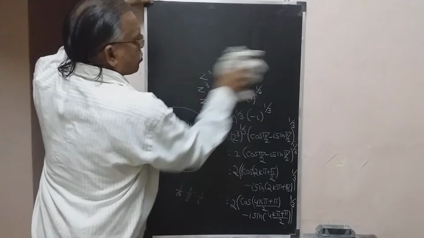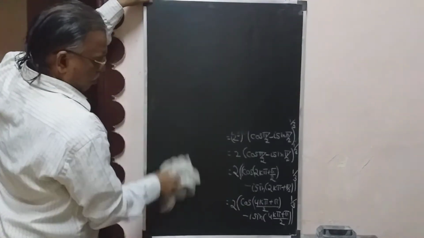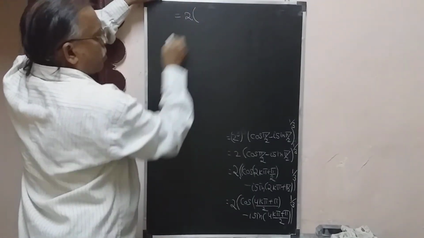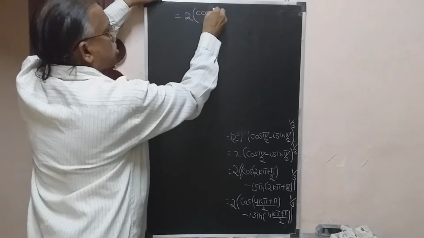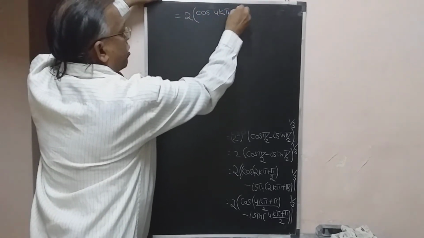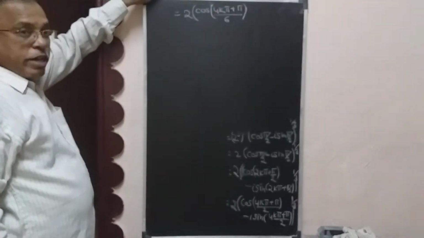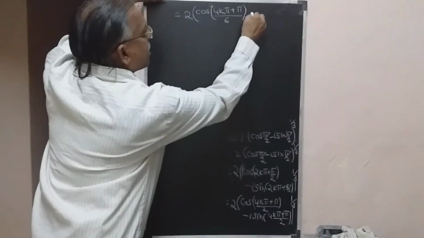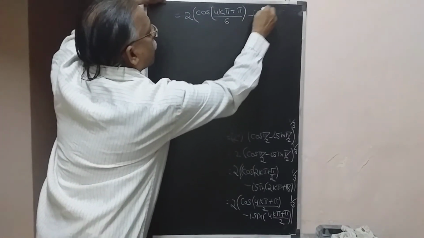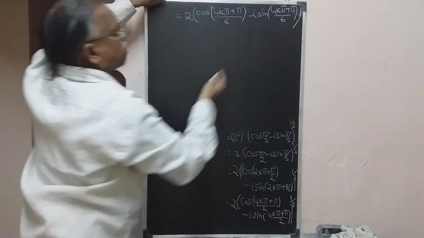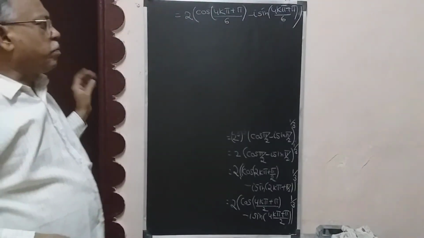So now, what is that step? Here it becomes 2 into, if you apply De Moivre's theorem, cos of 4k pi plus pi, whole divided by 6. Similarly, minus I into sin of 4k pi plus pi, divided by 6. So this is applying De Moivre's theorem.